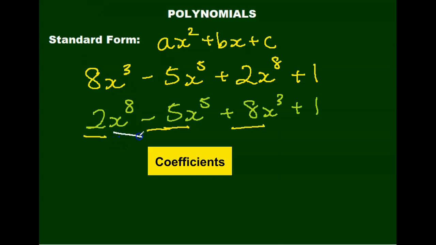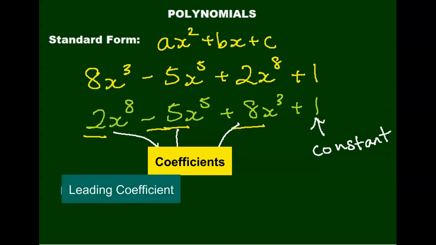So our 2, negative 5, and 8 are coefficients. This, the number without any variable or letters attached to it, is called the constant. It never changes. 1 is always 1, 2 is always 2, 3 is always 3, and so forth. And we also have a term called the leading coefficient.